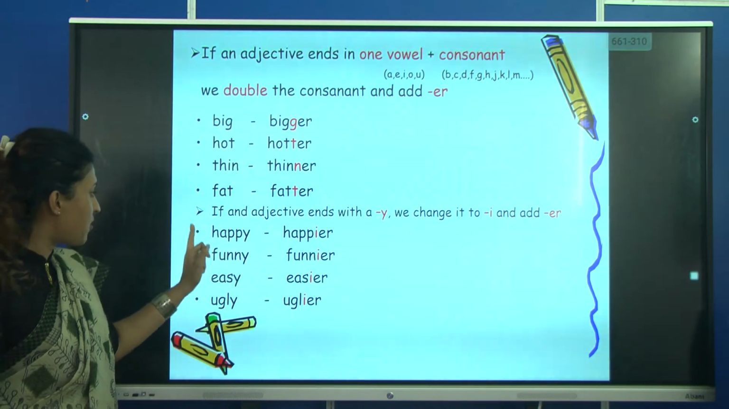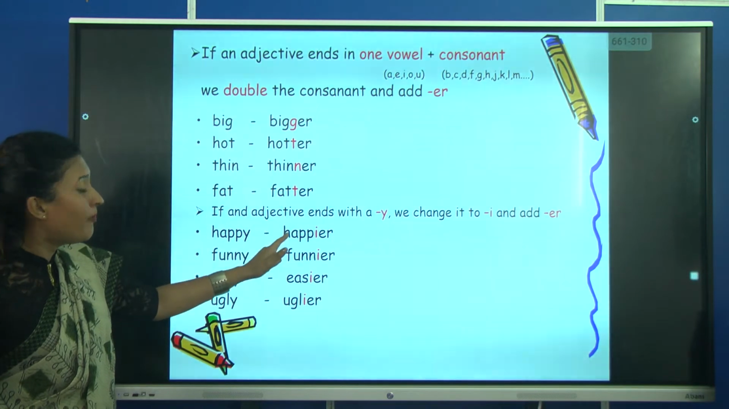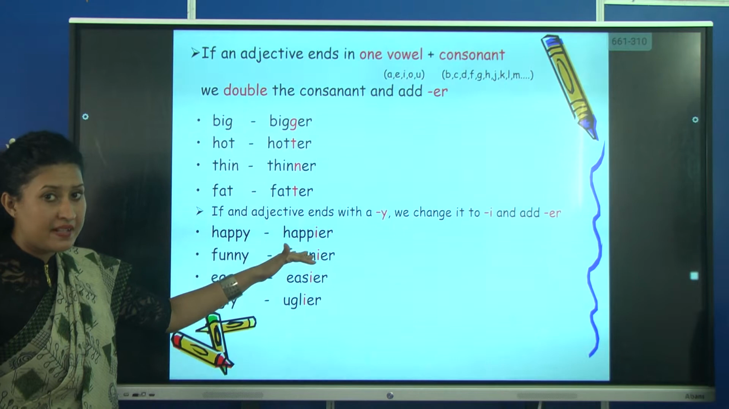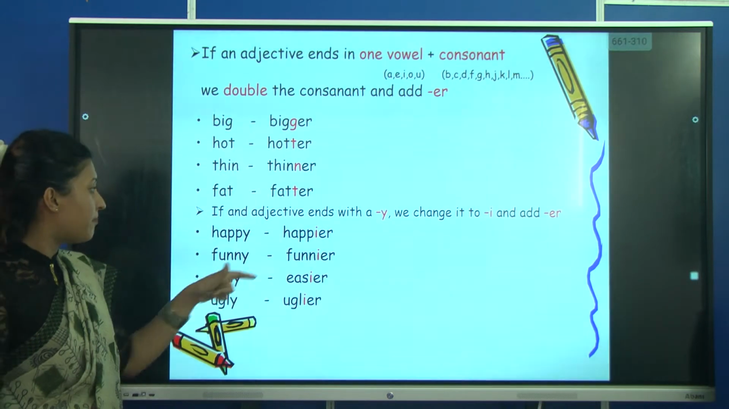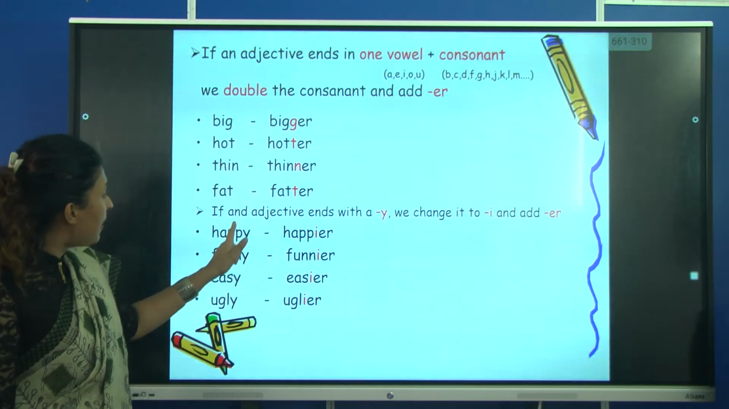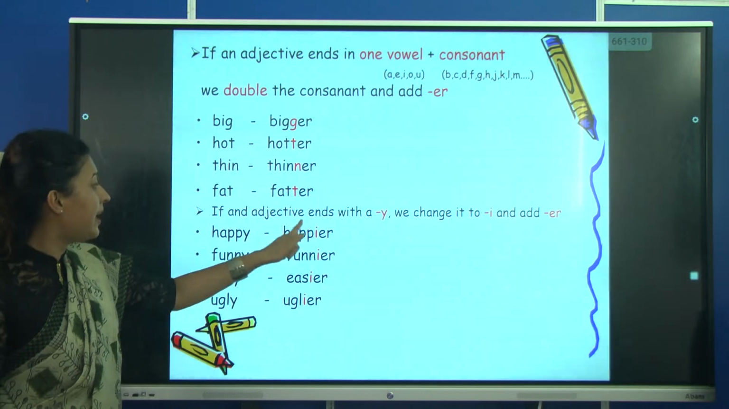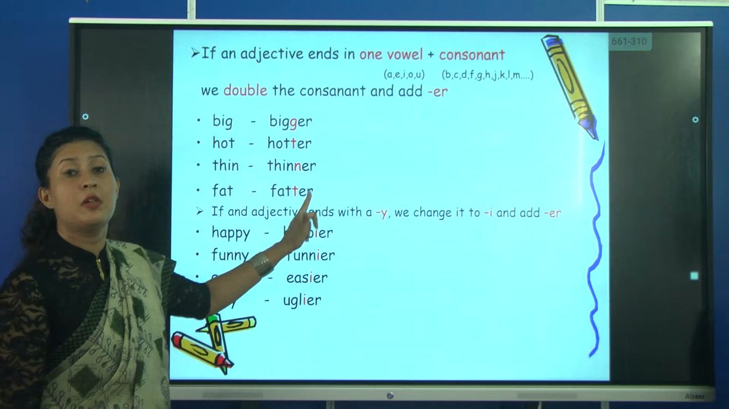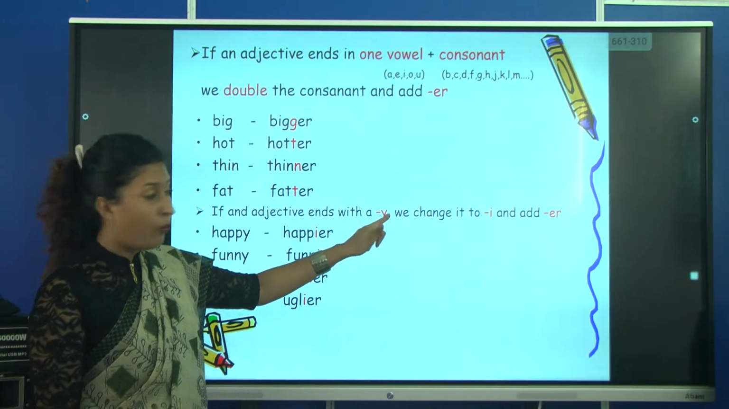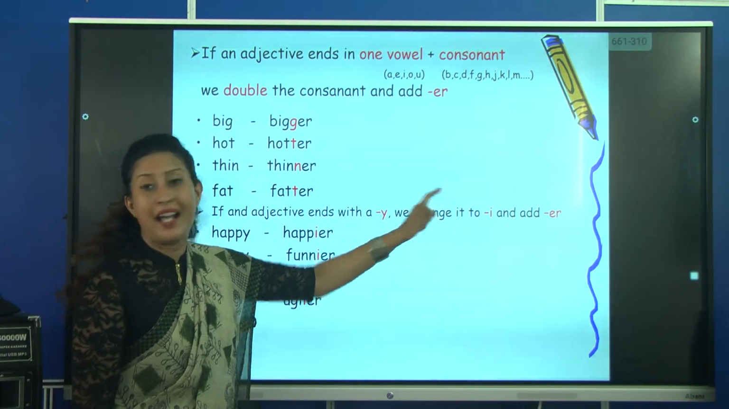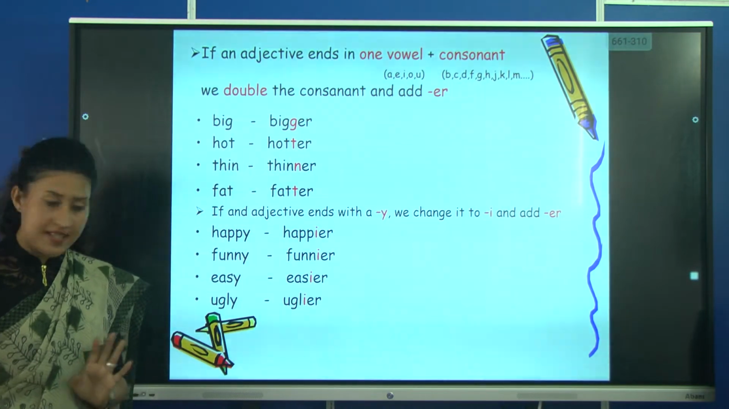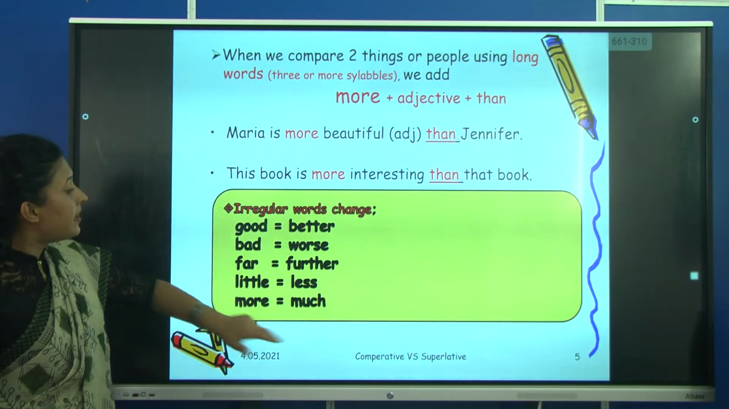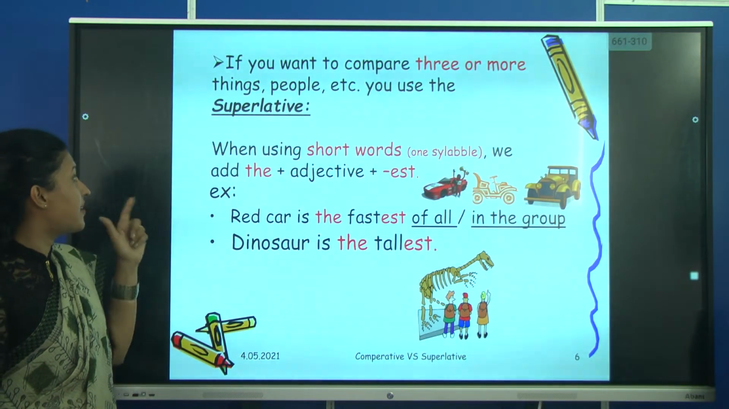So now see, here the second example, happy, H-A-P-P-Y. Now when we have converted this adjective into a comparative adjective, what have we done? Er is there, but instead of y we have put i, which means if an adjective ends with y, we change it to i and add er. Understood? Alright, now let's learn about superlative adjectives.